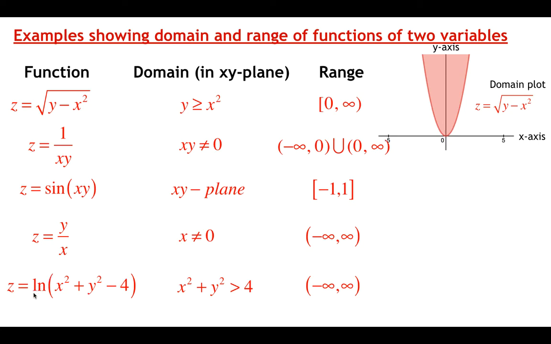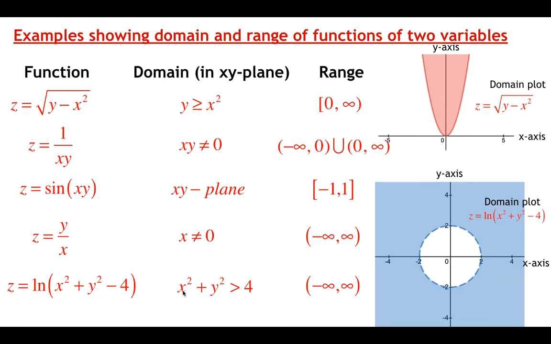And one last function is z is equal to log of x square plus y square minus 4. The domain will be all points in the plane where this x square plus y square minus 4 is positive. So the domain is x square plus y square greater than 4. And the corresponding range will be all values, since log takes all values, so minus infinity to plus infinity. So we'll just plot the domain of this function.